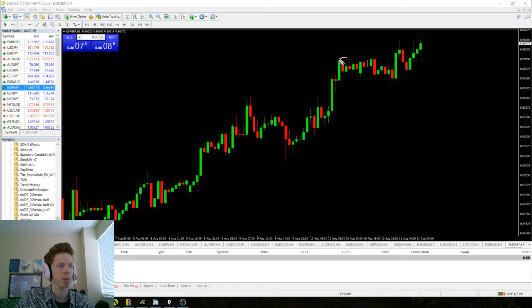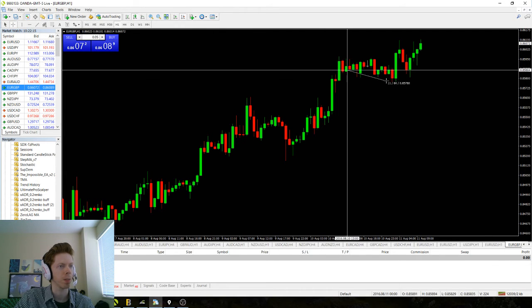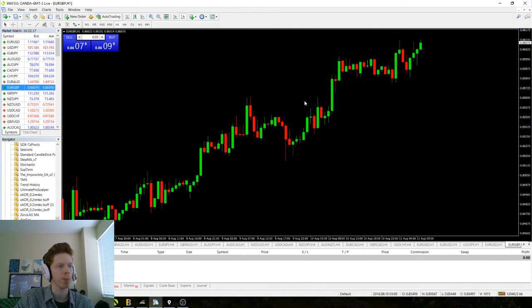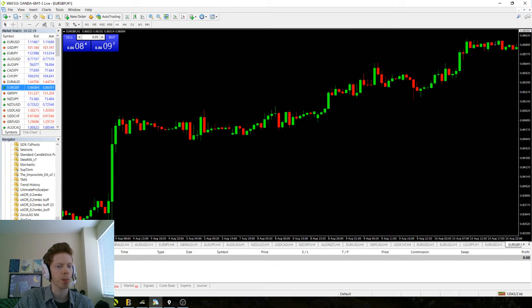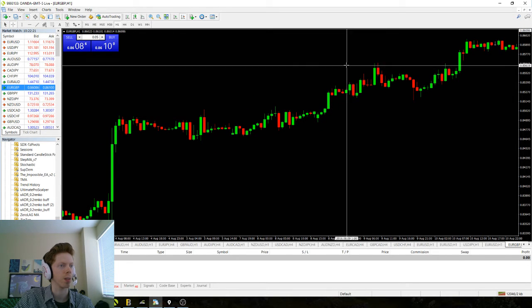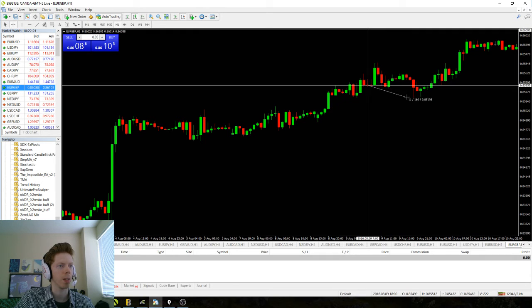For example, like this one. Yes, we got a retracement, but it's super, super small and not big enough. That retracement was 10 pips. So if you're looking for 10 pips on your trades using my method, then you might get it.